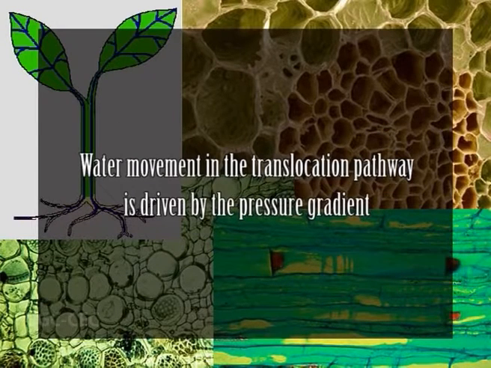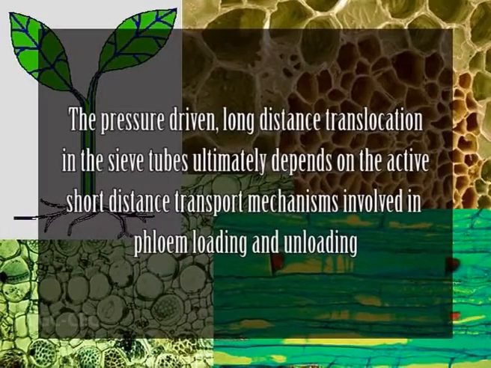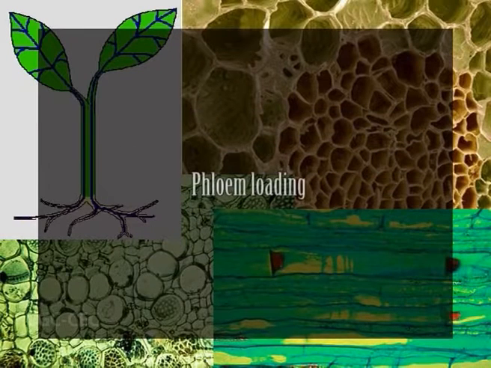Water movement in the translocation pathway is driven by pressure gradient. According to this model, and not by the water potential gradient, the pressure-driven long-distance translocation of the sieve tubes ultimately depends on the active short-distance transport mechanisms involved in phloem loading and unloading. Now, phloem loading.